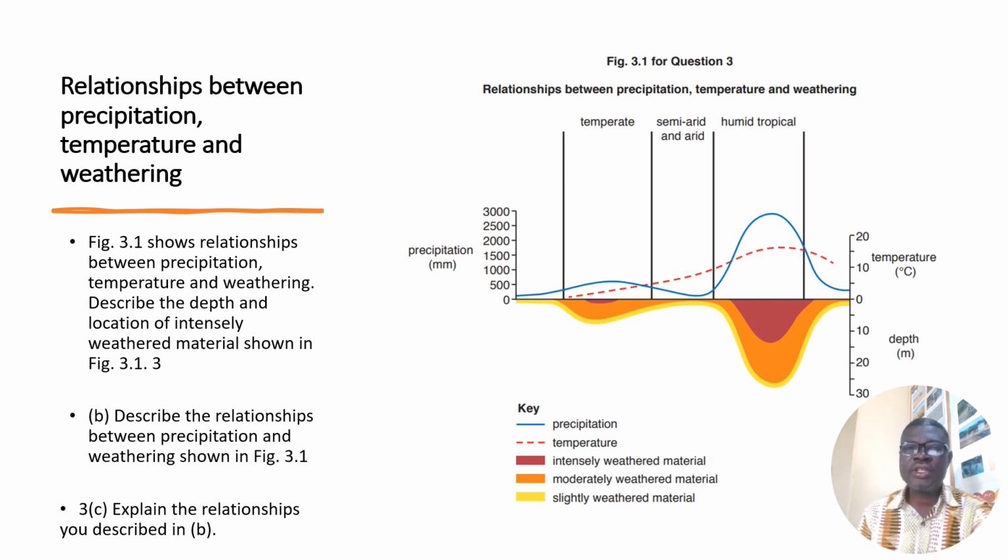The depth is shown here. This precipitation. This is the depth. How deep is weathering occurring here? Describe the depth and location of intensely weathered material. This is what? Intensely weathered material, isn't it? Look at the key.